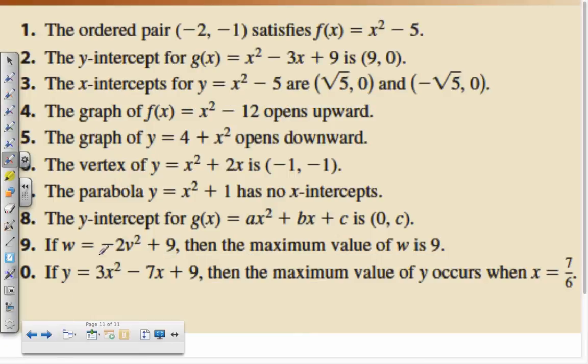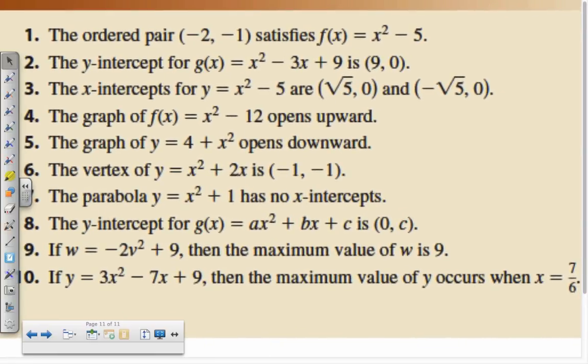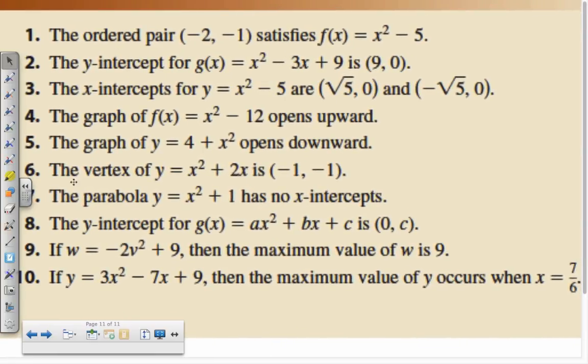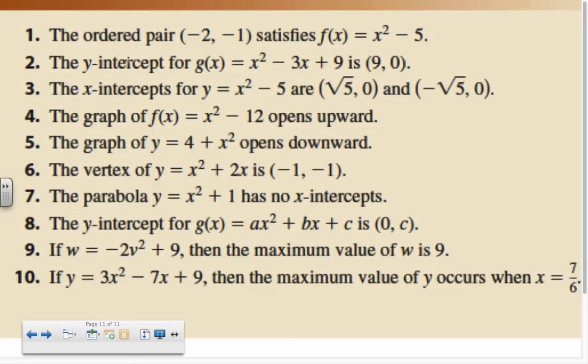So the true false, I made it bigger because I know sometimes they're harder to see. So if you want to use this screen to read your true false, you could do that. If not, you can read it from your paper.